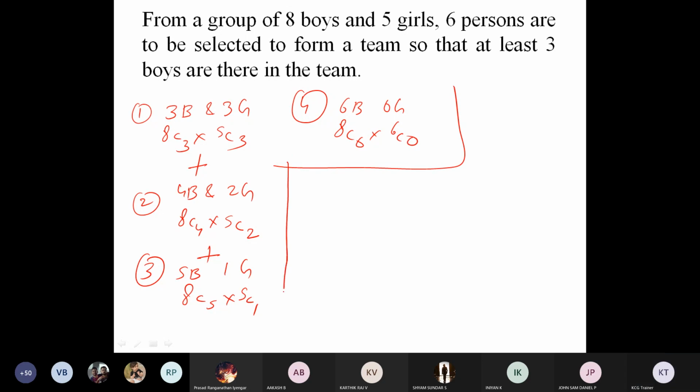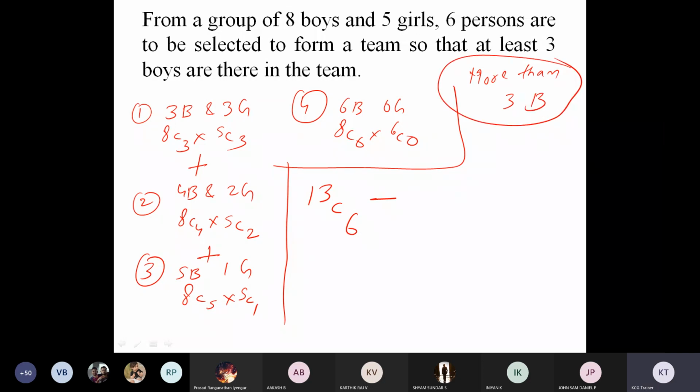Now let's do the same thing in the shortcut. In the shortcut, totally there are 13. From that, we have to select 6. What is against the condition? The condition asks to select minimum 3 boys in the team. So we have to go opposite to the condition, that is less than 3 boys. That is something opposite to the condition.